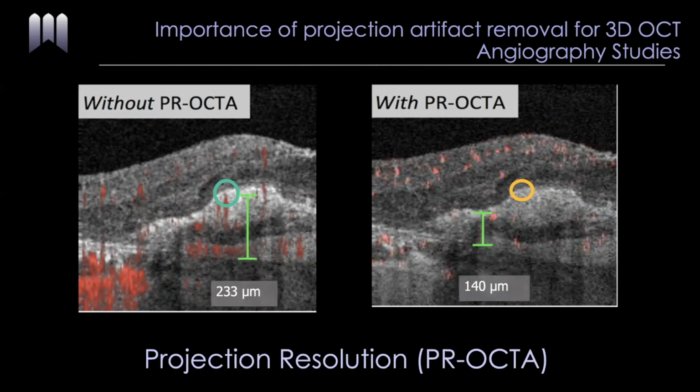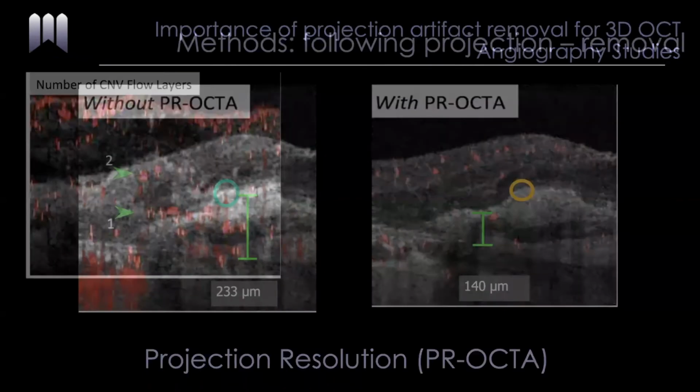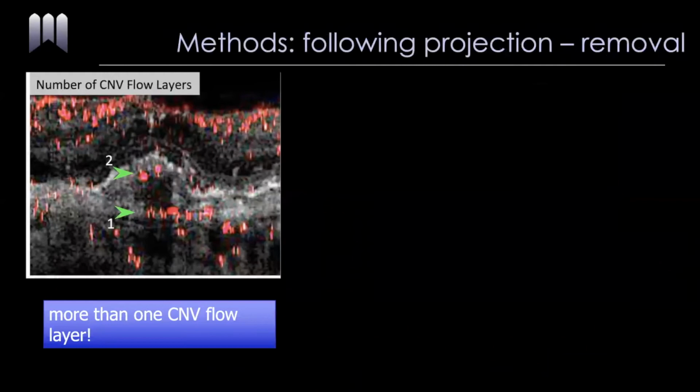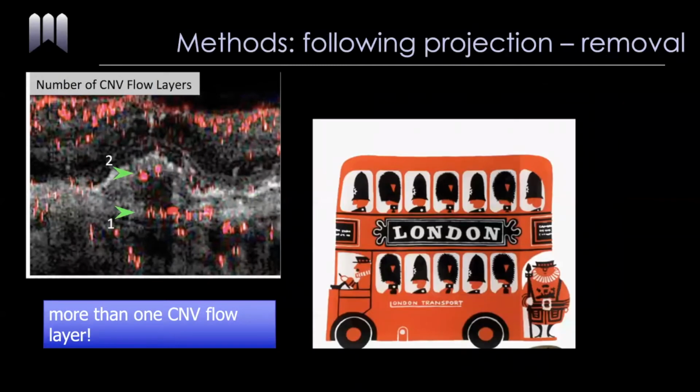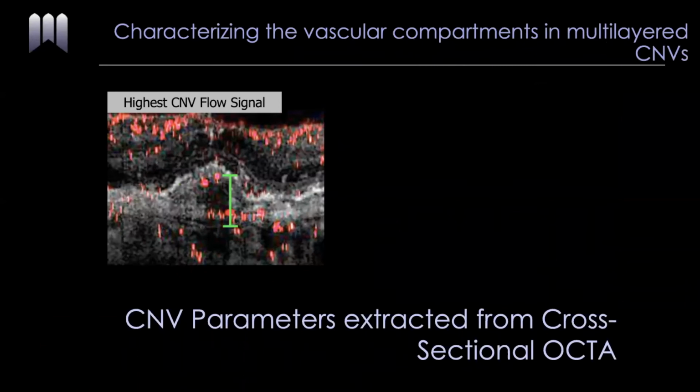And from measurements, this allows us to objectively quantify the thickness of the CNV. And lo and behold, once we applied this software, we were able to see that there are CNV lesions that have more than one layer. And that's sort of like the London double-decker bus. So we have lesions that are a lot more complex than we first thought.